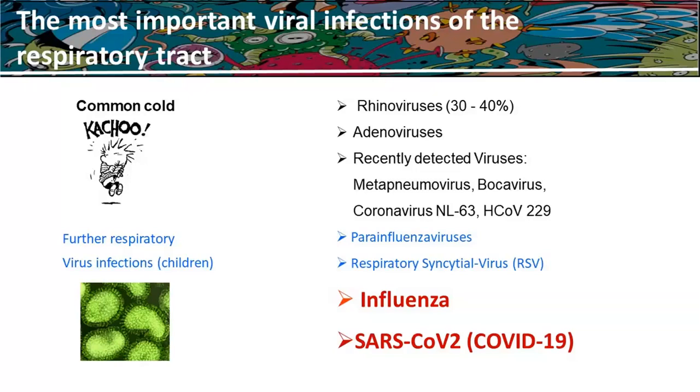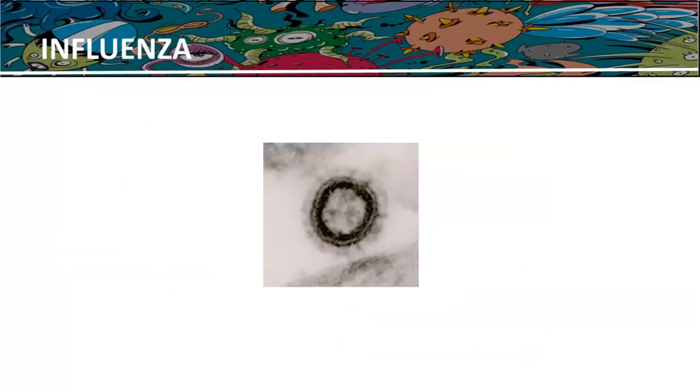Then we have coronaviruses. We have known them since the 60s. But now we also have three new coronaviruses, and I will address this later in my presentation. Then, of course, the influenza virus and SARS-CoV-2. This is the virus that is causing the COVID-19 disease. Next slide. Let's start with influenza. Next slide.